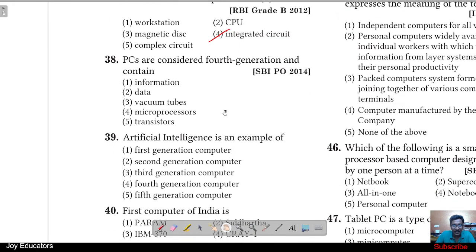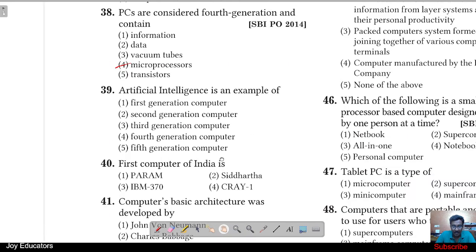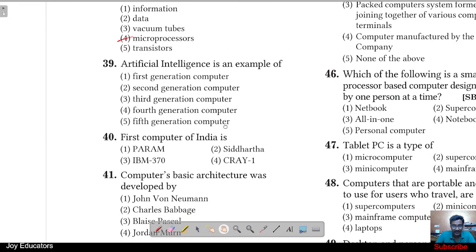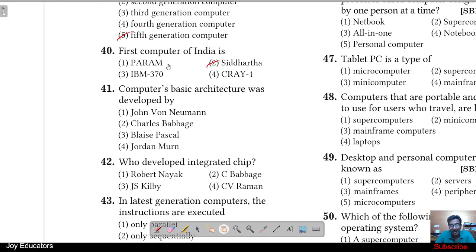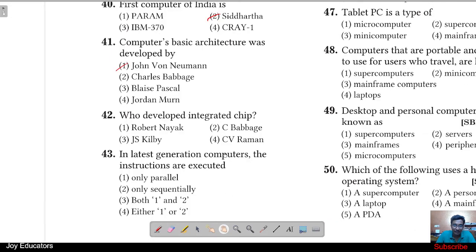That's good. PCs are considered fourth generation, which contain microprocessors. Okay, so what is an example of artificial intelligence? Latest, fifth generation. First supercomputer of India is Param. Param is for what? Supercomputers. Computer basic architecture was developed by John von Neumann. Perfect.